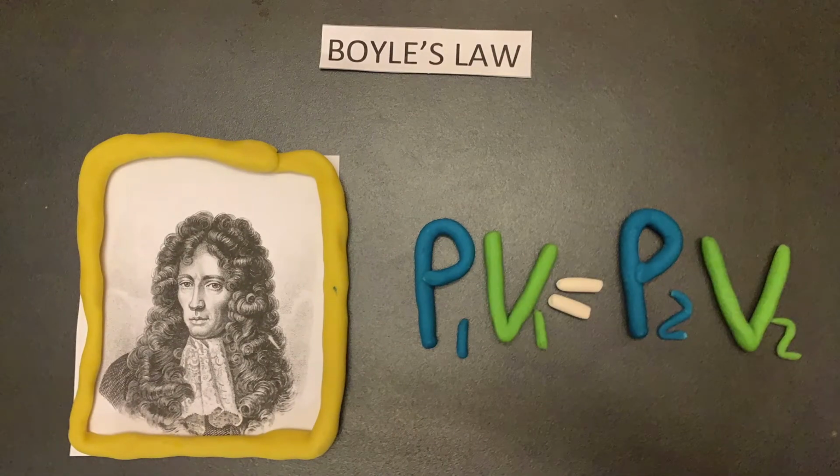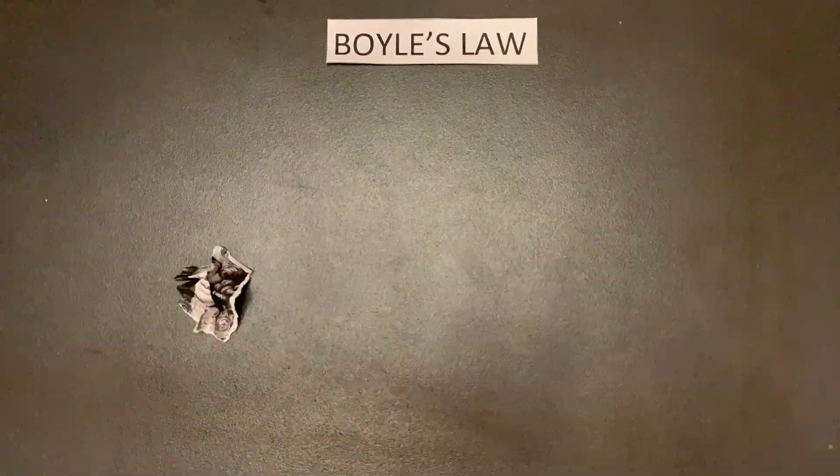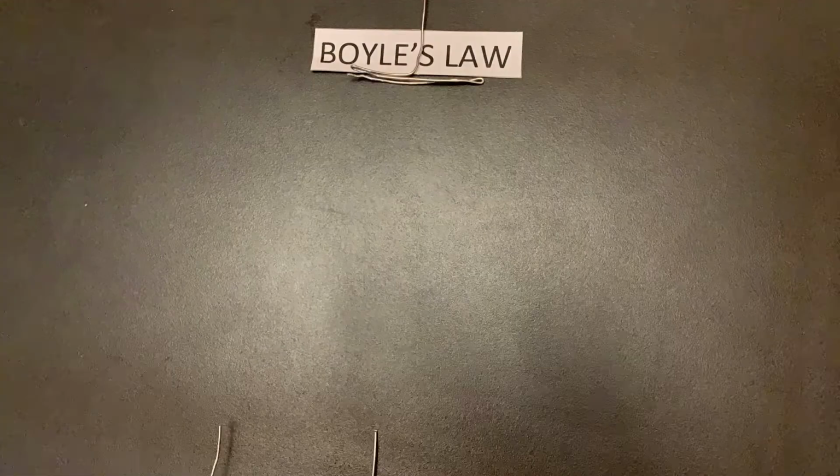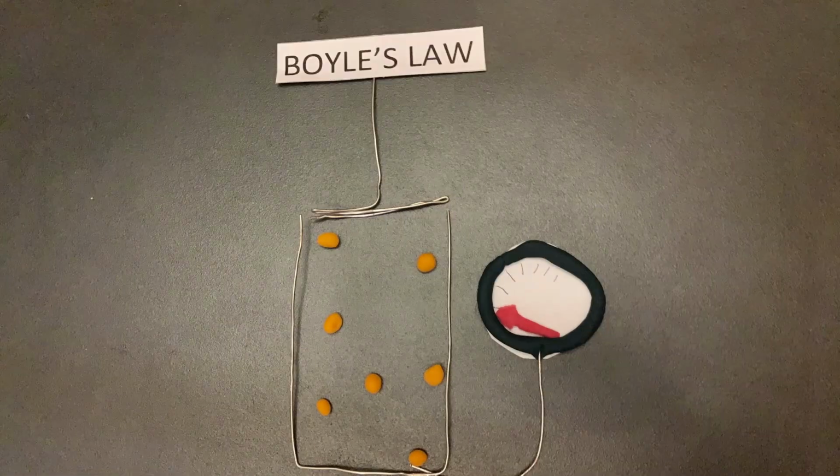Boyle's law: P1 times V1 is equal to P2 times V2. Boyle's law shows the relationship between pressure and volume. This equation represents an inverse relationship. This means that as one variable increases, the other decreases. In the example shown, when the piston drops and decreases the volume that the gas molecules occupy, the pressure increases.